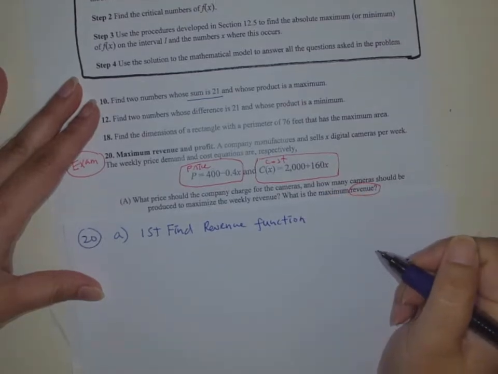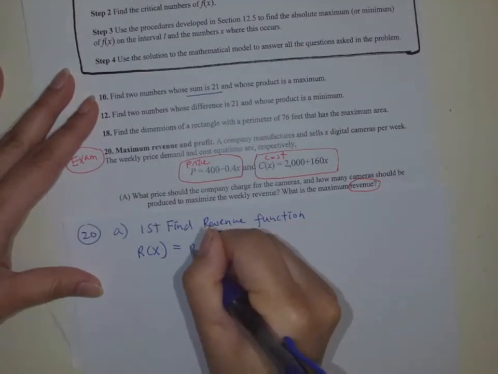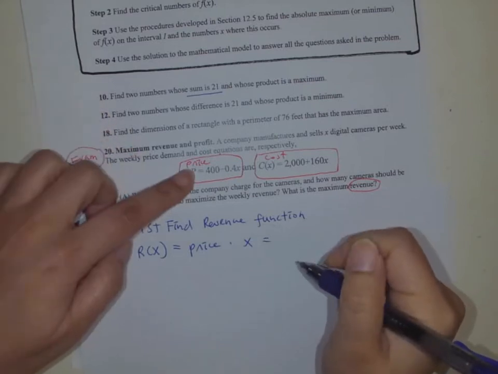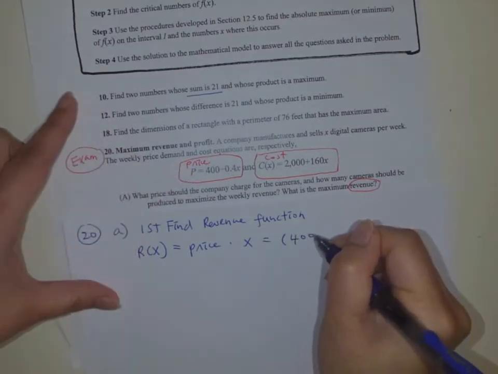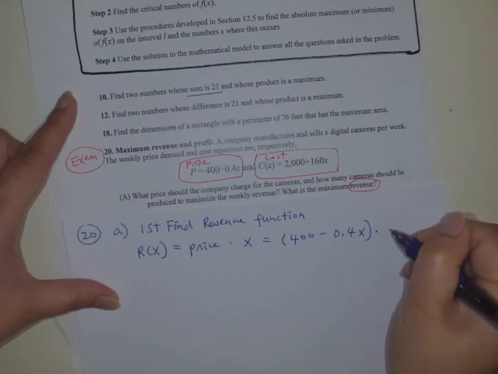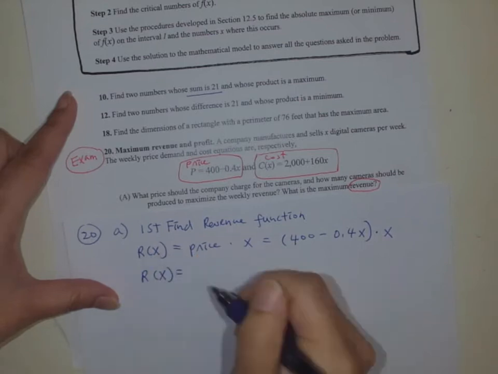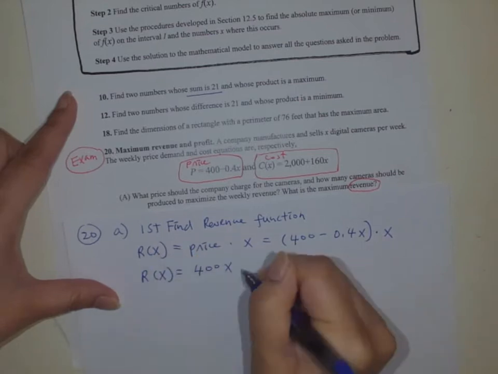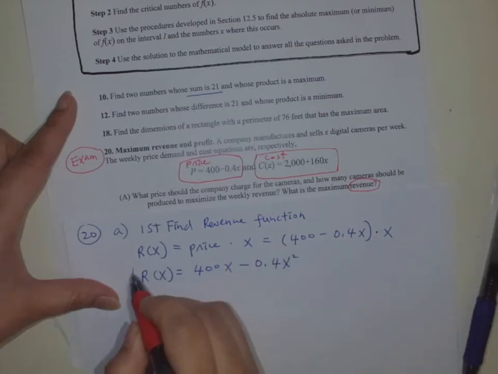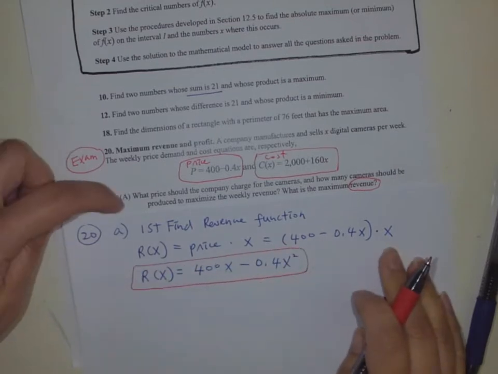The revenue function, R of x, will equal, hopefully you still remember, price times x units produced, right? So we have a price function here, which is 400 minus 0.4x, and then we need to multiply it by x. So the revenue function will become 400x minus 0.4x squared. So we have the revenue function, and then they want to find the maximum revenue.